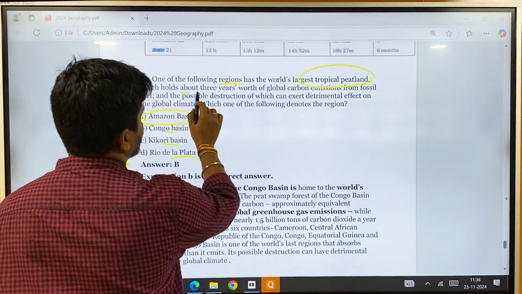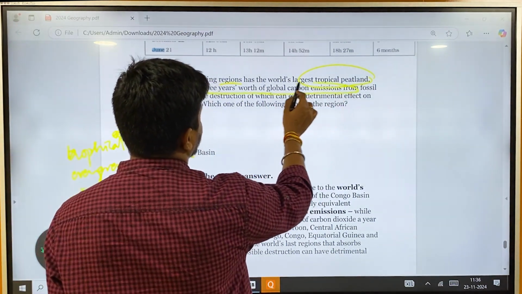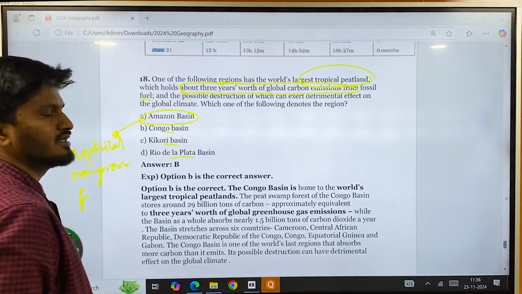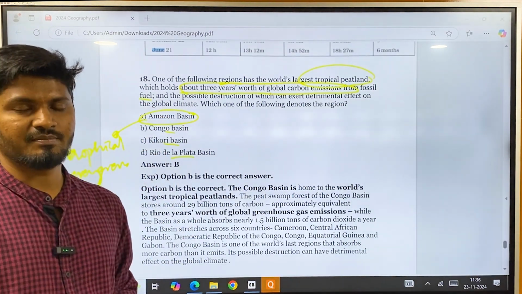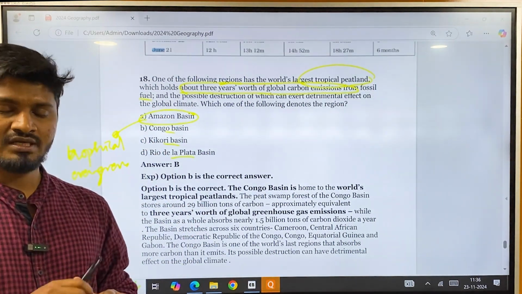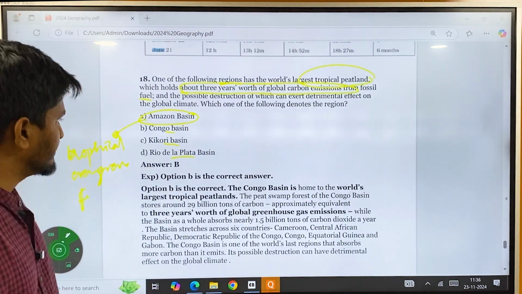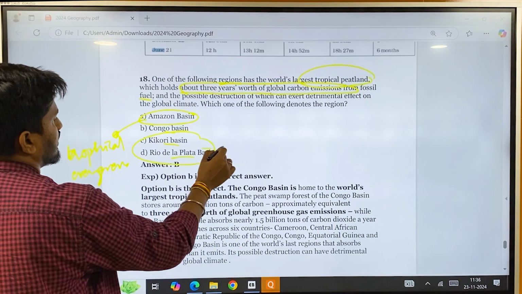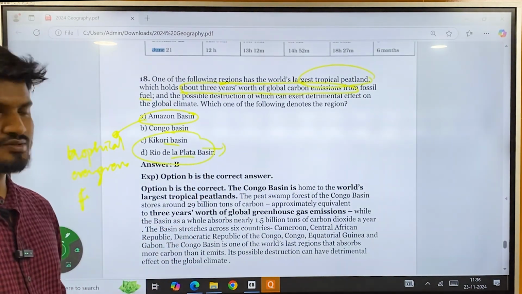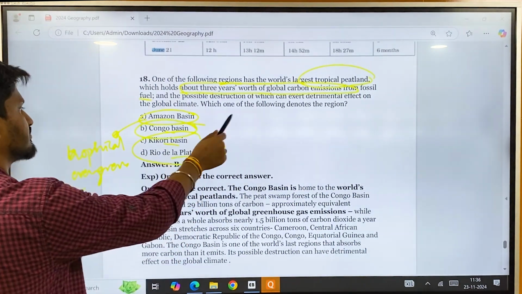And another statement you have to focus on is which holds about 3 years of global carbon emissions from fossil fuels. Meaning it has a higher carbon sequestration capacity, meaning it should be a larger area. It should have more green cover. These Kikori basin and Rio de Plata basin are not that big. So the correct answer here is the Congo basin.